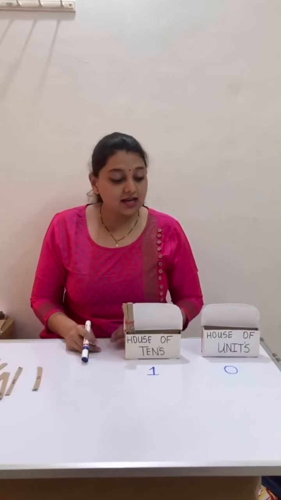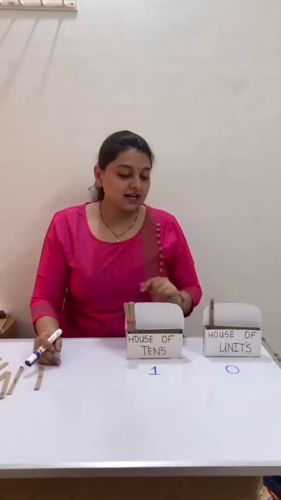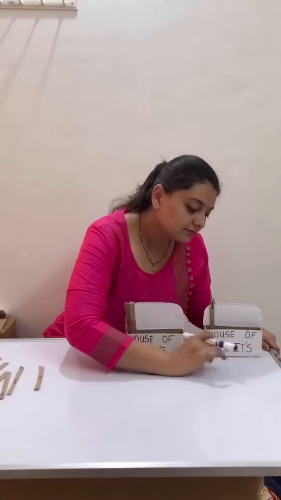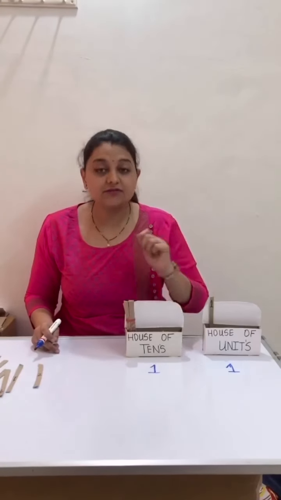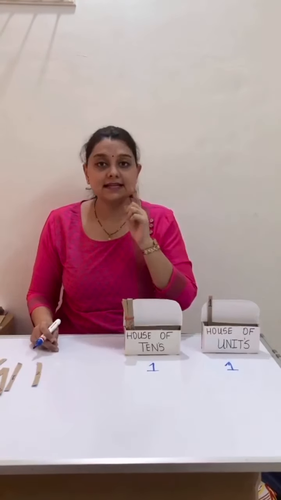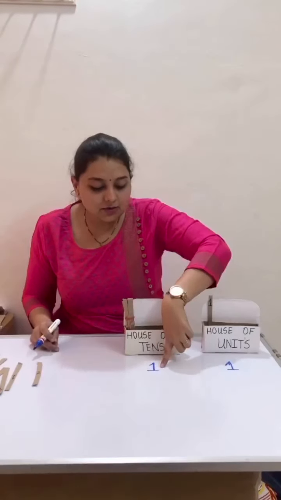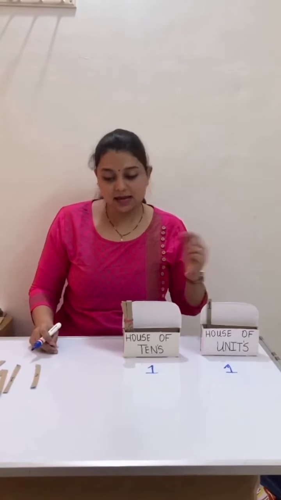In the same way, if I add number 1 over here in the house of tens, now tell me how many numbers are staying in the house of units? Number 1. And how many groups of 10 are staying in the house of tens? Only one group. So 1 and 1 is 11. And this number 1 is standing in the place of tens and this number 1 is standing in the place of units.